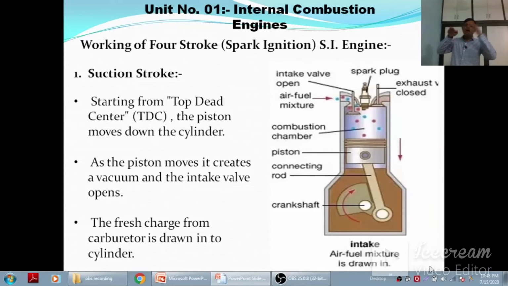Why? Because outside pressure is atmospheric pressure and inside pressure is vacuum pressure. So the air-fuel mixture easily flows into the combustion chamber when the inlet valve is open. As the piston moves downward, fresh charge is admitted into the combustion chamber. When the piston reaches bottom dead center, the combustion chamber is filled with the fresh charge coming from the carburetor.